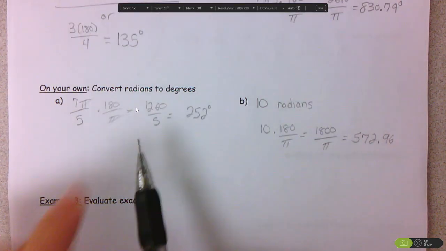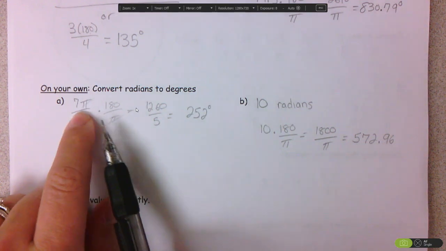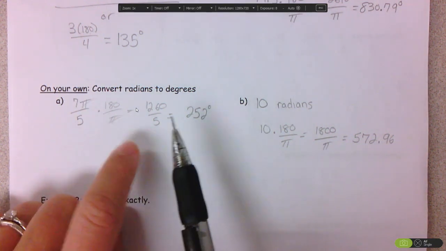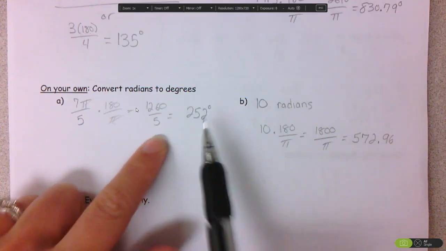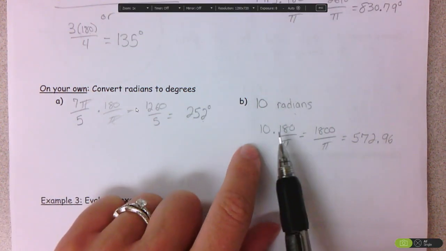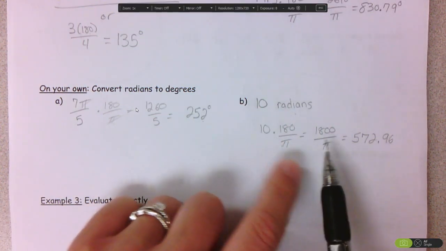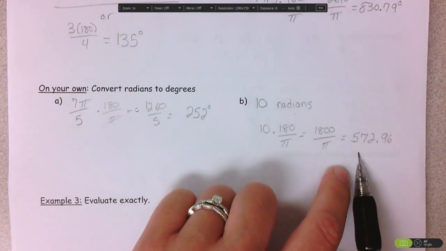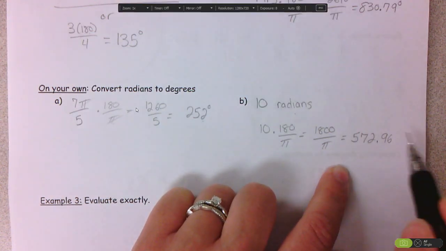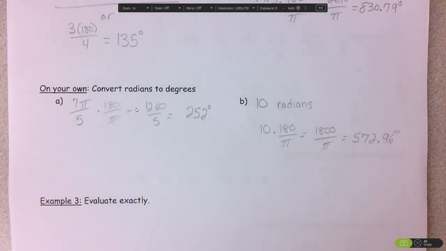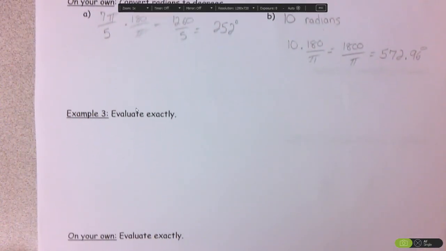For A, we can multiply by 180 over pi, or we can plug 180 in for pi. Either way, we get 1260 over 5, which is 252 degrees. If I have 10 radians, I multiply by 180 over pi, 1800 over pi, which is 572.96 degrees. Okay, let's move on to example 3.